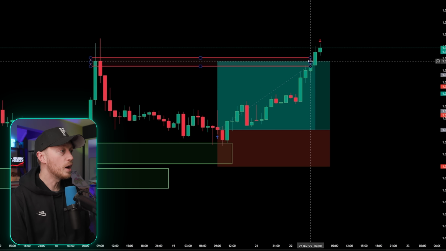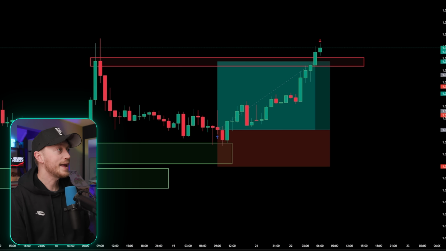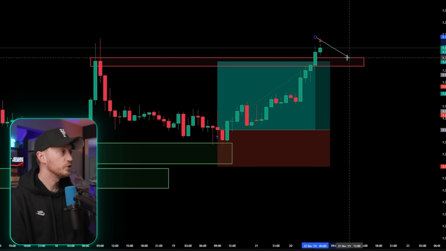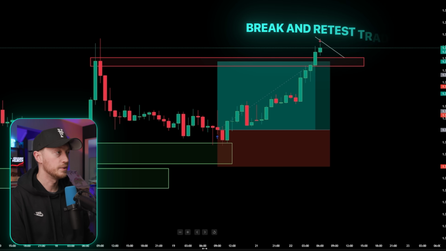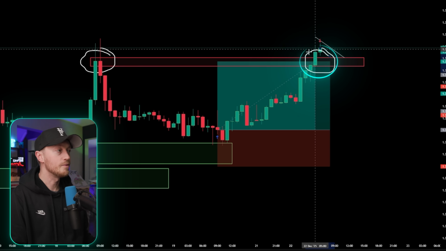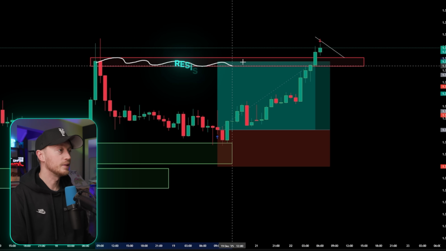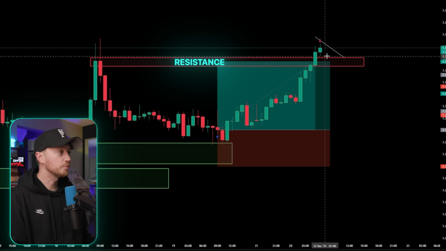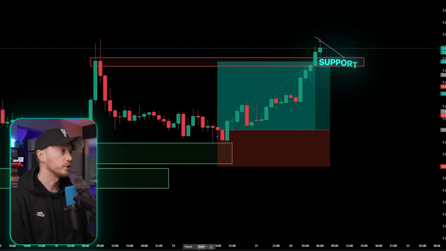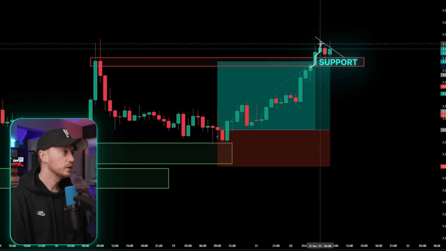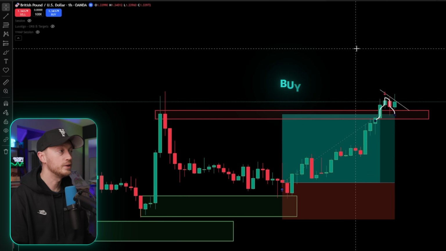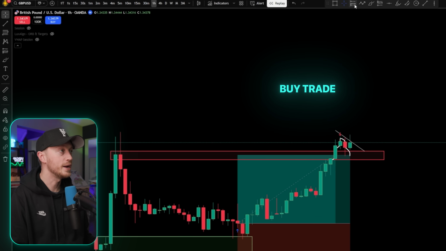But let me show you another way of trading right now, a way that a lot of other traders like to trade. This is called a break and retest trade. So we have this level already set up and we broke through that level. So this level was considered a level of resistance. And when we break through that level it can now be used as support. So when price breaks out and retests that level, we can consider another buy trade with market continuation.